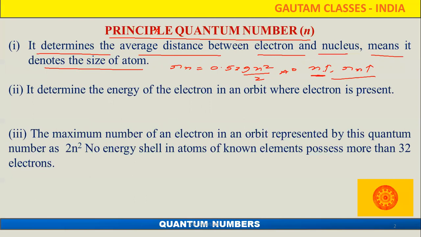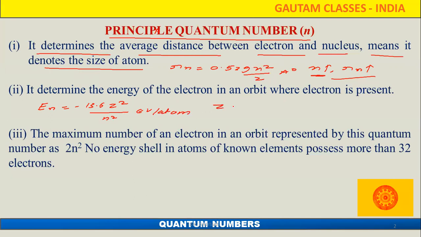So by increasing the n value, our radius will increase. The next thing is that it determines the energy of the electron in an orbit where the electron is present. Here also we identify where the electron is present and what is the energy of that particular orbit. With the help of En equals minus 13.6 Z square upon n square, in electron volt per atom.